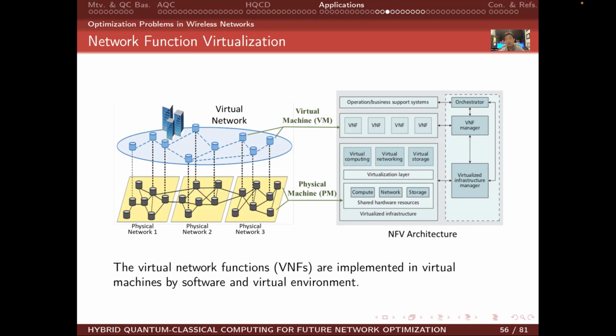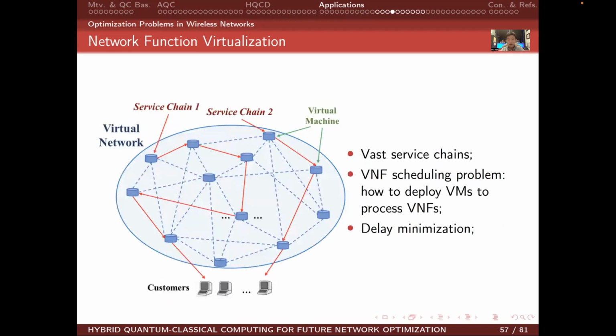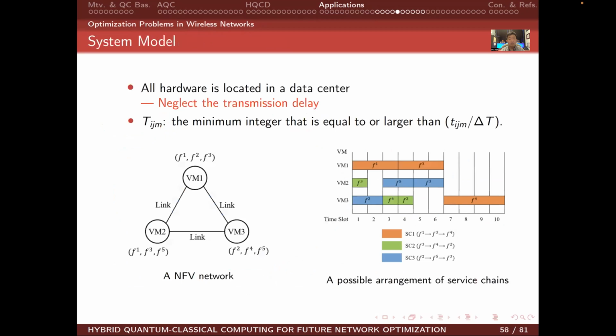And so by doing this, the virtual network function manager tries to orchestrate all these virtual resources to meet this requirement by mapping the virtual network onto the physical network. The challenge is that there are vast service chains, and it is also a scheduling problem: how to deploy the virtual machines to host these virtual network functions. Specifically, we try to do delay minimization. So this is a requirement.